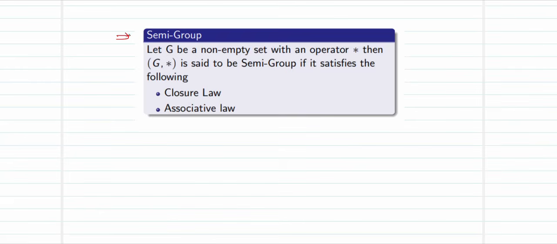Now comes a word called semigroup. So what is meant by the definition of semigroup? Let G be the non-empty set with the binary operation star, and then we call this G with respect to star a semigroup if it satisfies the closure law and the associative law. If these two quantities alone are true, that is, A comma B belonging to G implies A star B belongs to G, and if I have A star B star C to be the same as A star B star C with brackets flipped, then if these two things are true, you call such a non-empty set with the binary operation a semigroup.